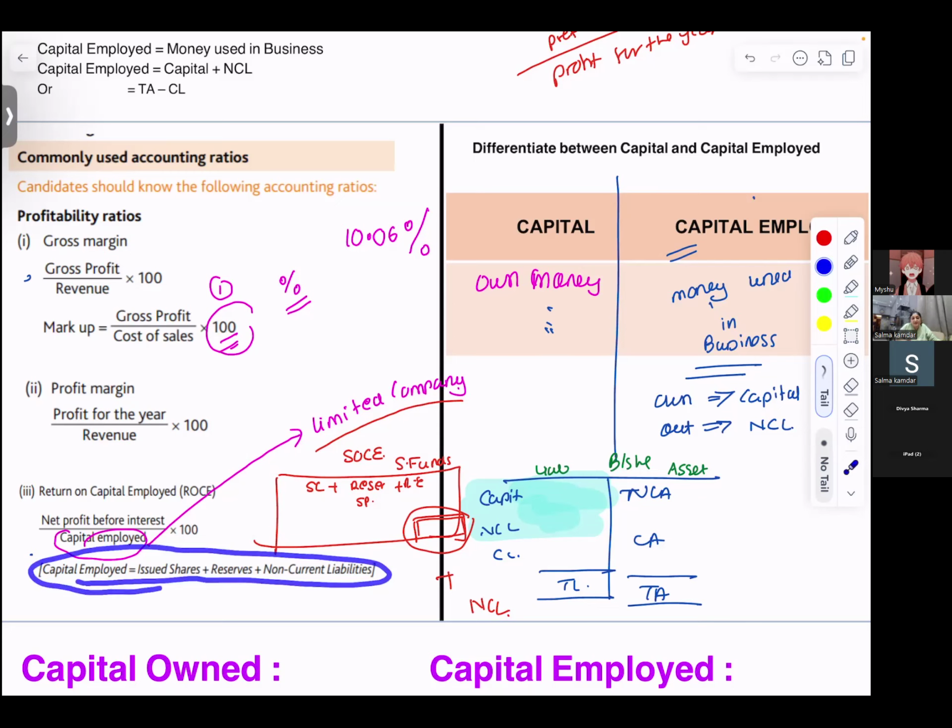So, what is the capital employed in limited companies? Shareholders funds plus non-current liabilities. What are the non-current liabilities in limited company? Debentures. Which shareholders funds you will take, only ordinary shares or ordinary plus preference both? Both. Shazib, I hope you're with me.